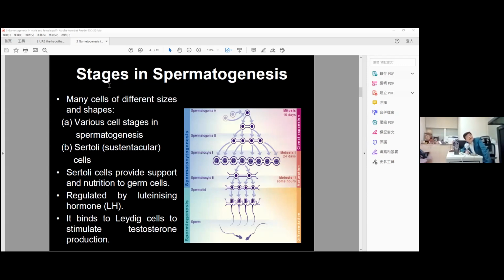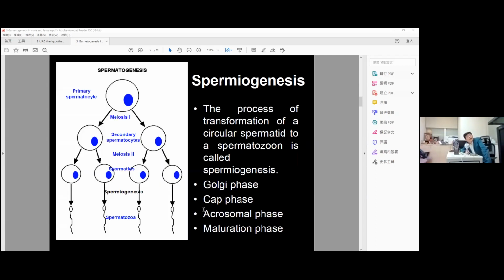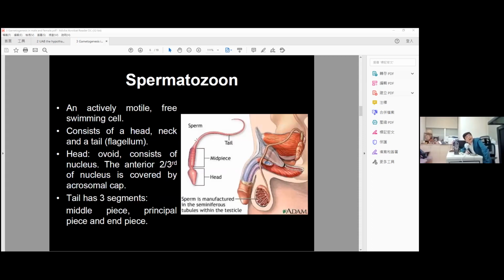Okay, so there's a stage in the spermatogenesis: meiosis 1 and meiosis 2. The spermatozoa have this tail, and then there's a spermatid. This is sometimes the so-called terminology. The final product is sperm. I showed you before, the sperm head has an enzyme. They can penetrate the ova.